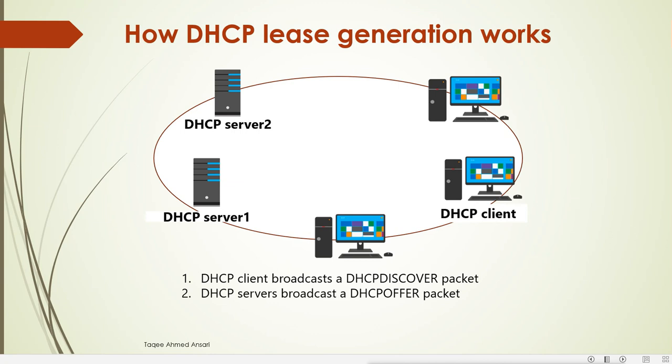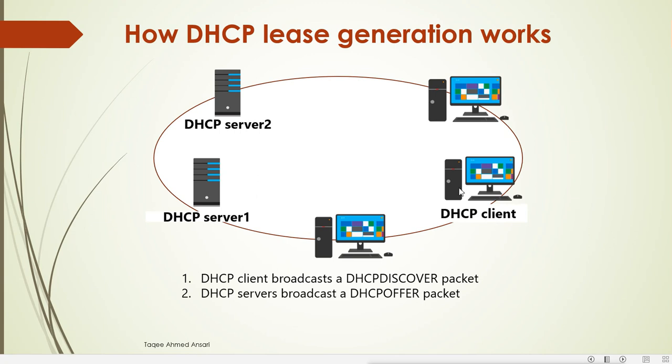Now what does this offer mean? DHCP servers are offering an IP address which is available in their database. That available database, we will configure in DHCP. We will configure in the DHCP server that these are the IP addresses available to lease. So the range of IP addresses we want to give to clients, we configure in the DHCP server. If any IP address in that lease range is available, it will be offered to the client.